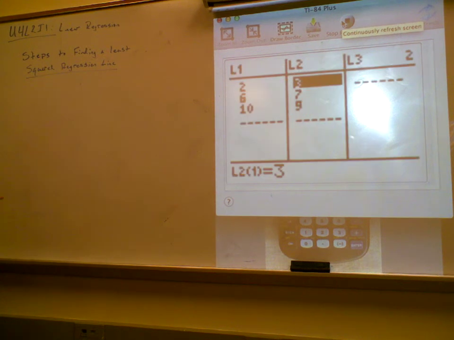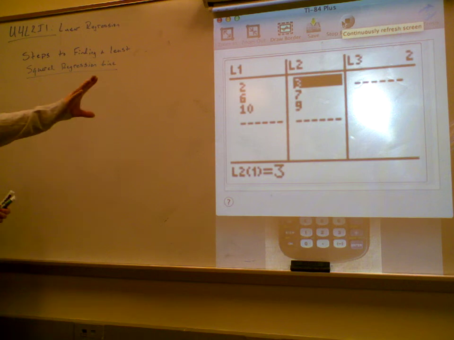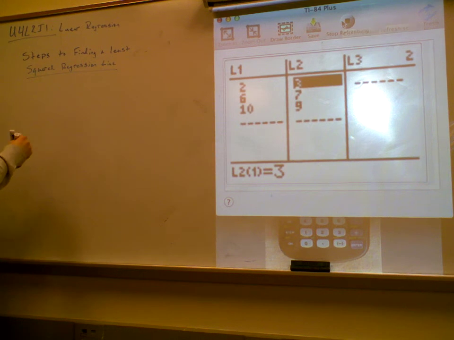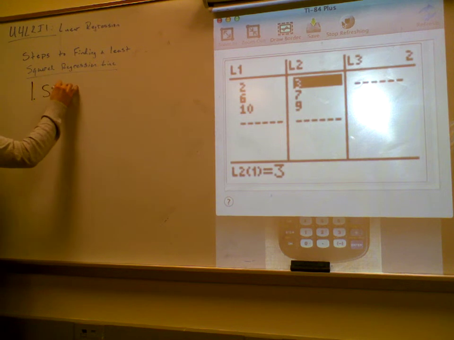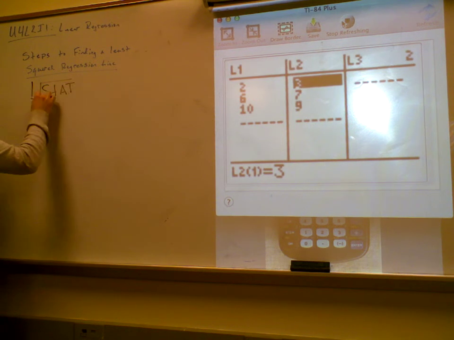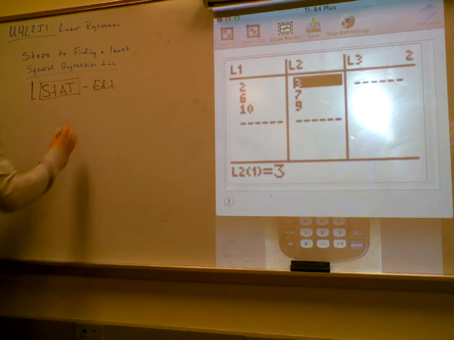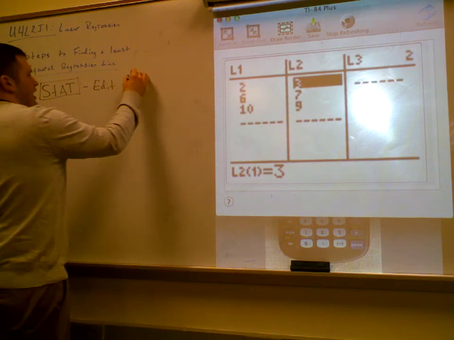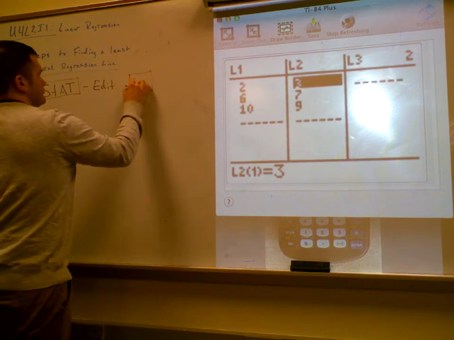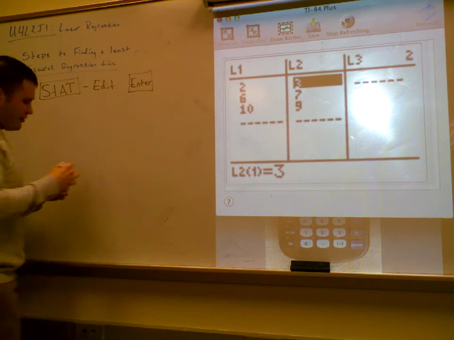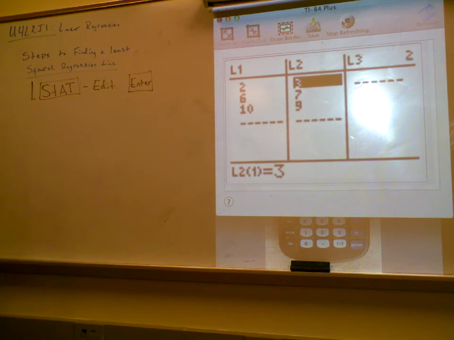When mine pops up, you'll see that I have some data in there. Do not put this data in. We'll get to this data later. So the first step was stats, and you want to choose edit. It'll be the first option. So it's really easy. You just basically hit stat, edit, enter. Does that make sense?